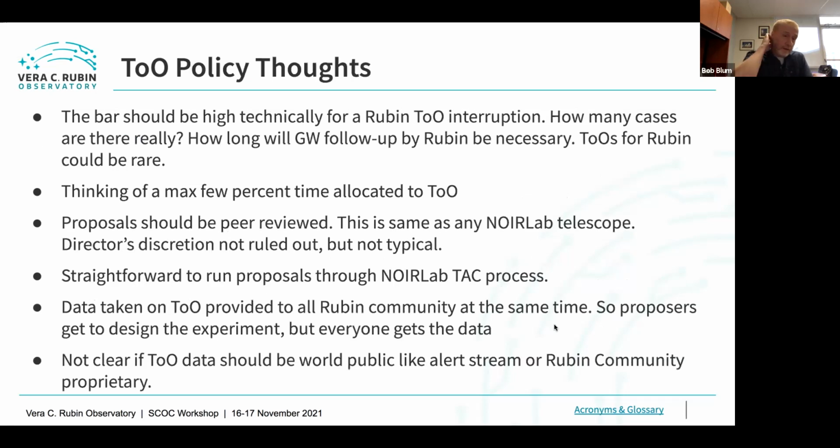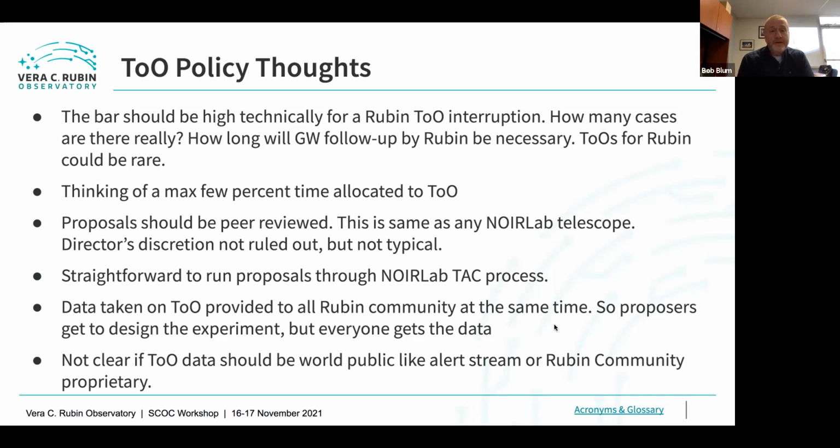So, where are we? What are the types of things we thought? I mean, certainly the bar should be pretty high for using Rubin as a TOO machine. It obviously has a very programmed observational way of operating, and it's a very specific and highly capable machine for covering the sky. And you'd have to ask, for any given TOO, do you need Rubin, or can you do it with some other facility which would be capable of doing it, even if it might take a little bit longer?